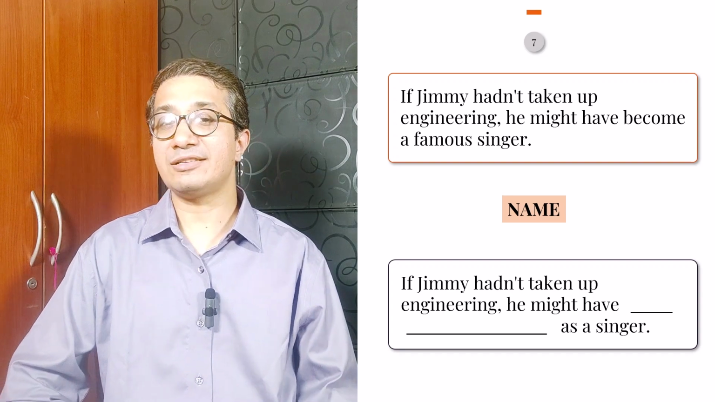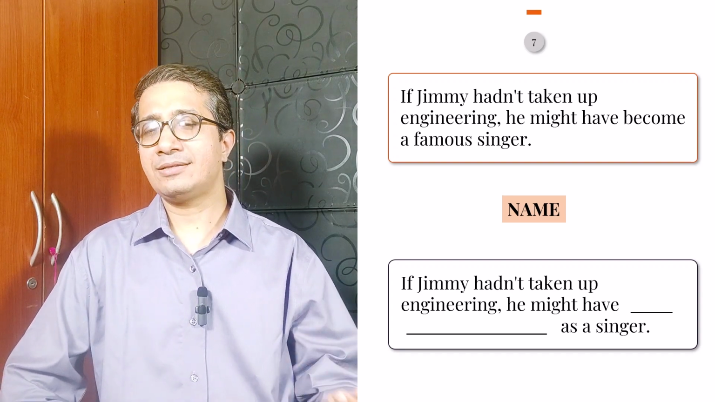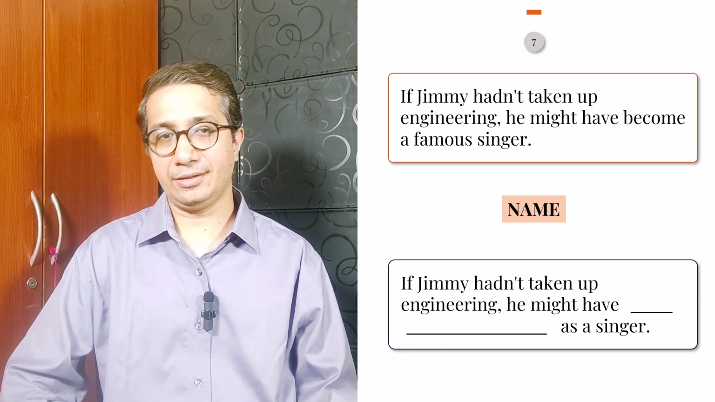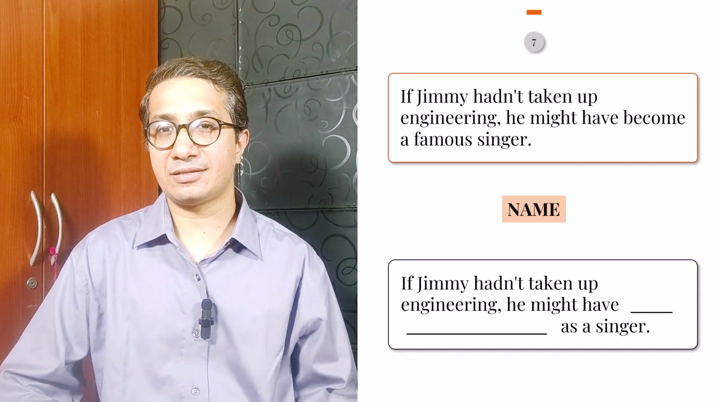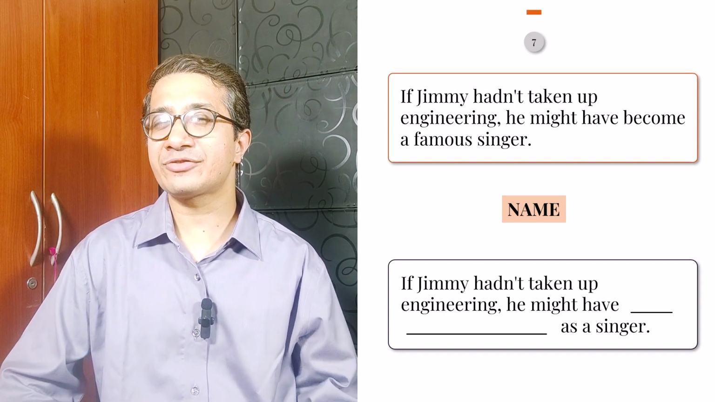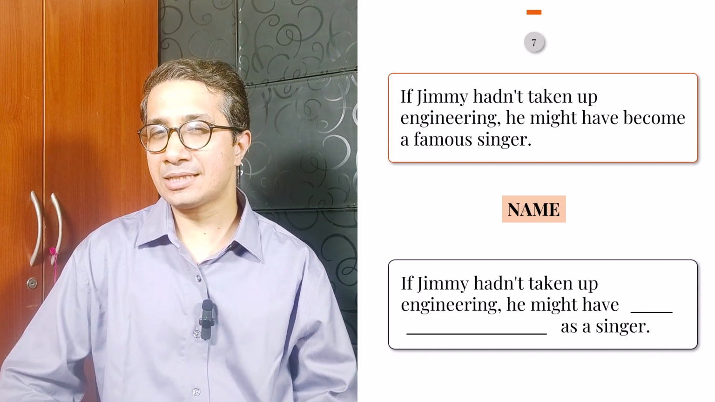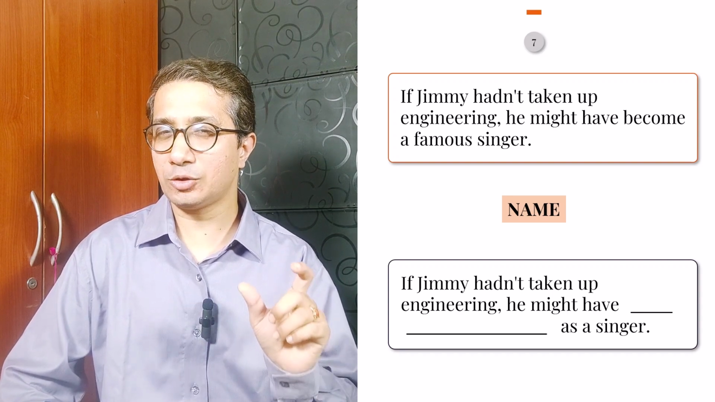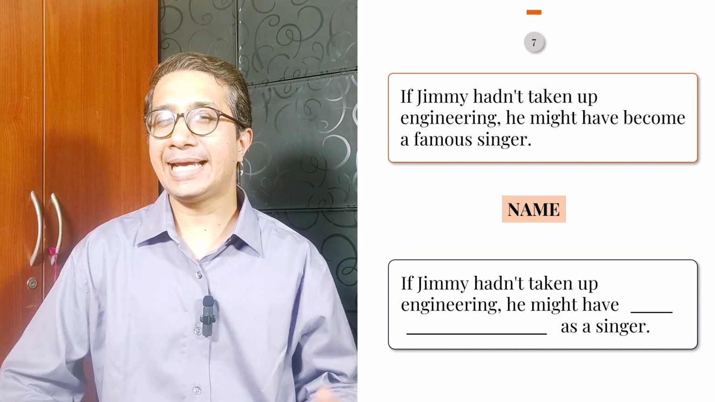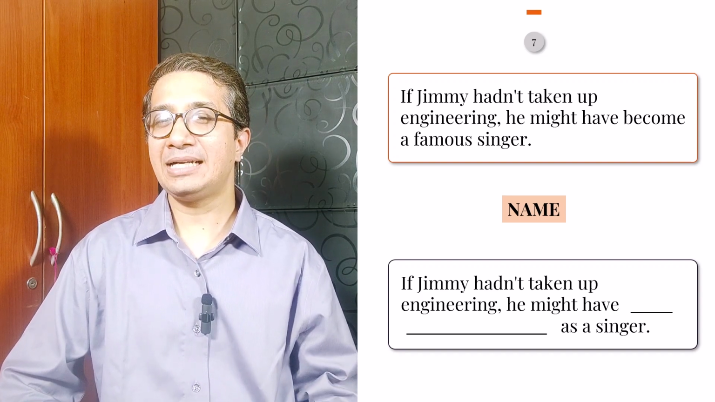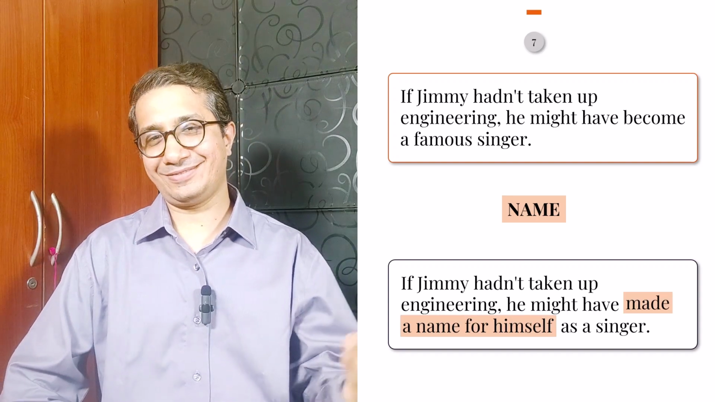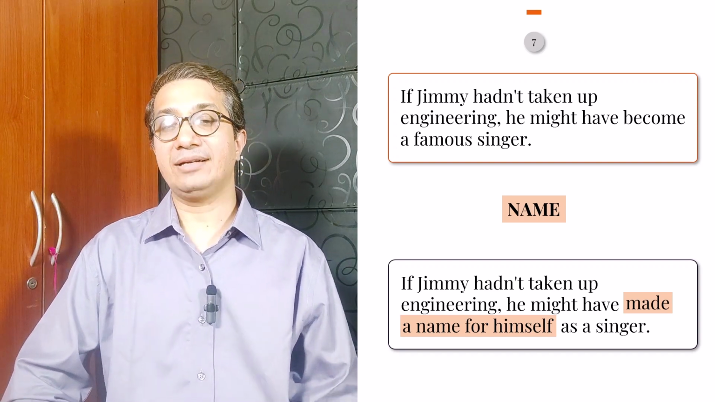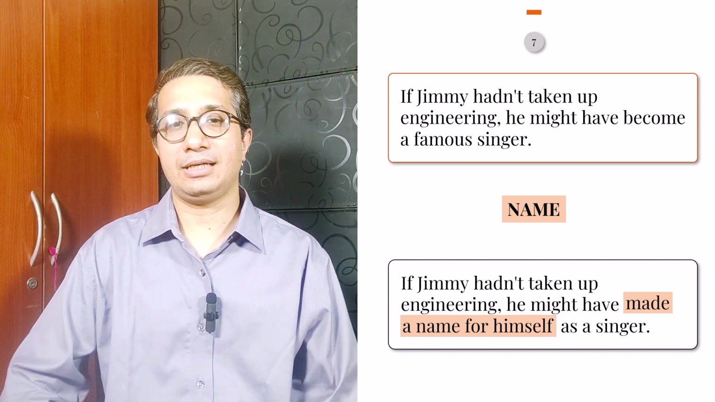The keyword is name, and the second sentence is: if Jimmy hadn't taken up engineering, he might have as a singer. So what is the other way of saying famous, which includes the word name? To make a name for oneself, right? He might have made a name for himself as a singer. That will go in the blank. That's what we have here.